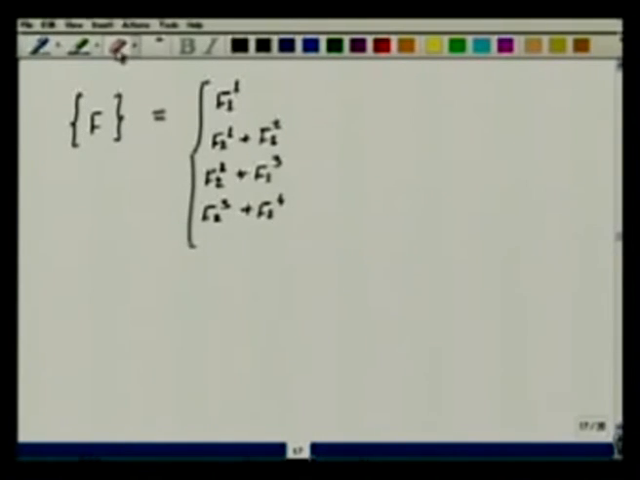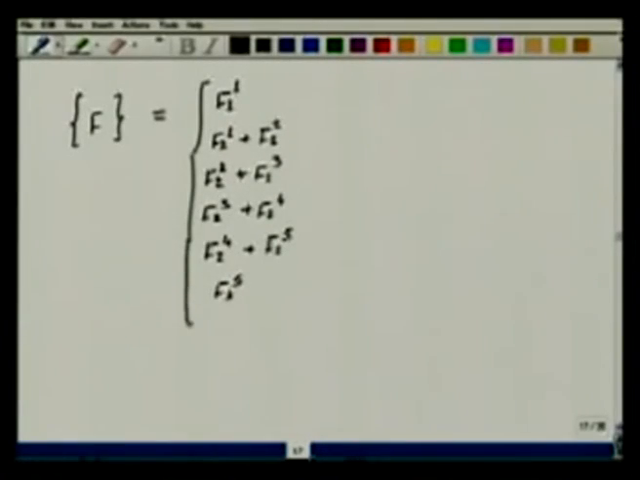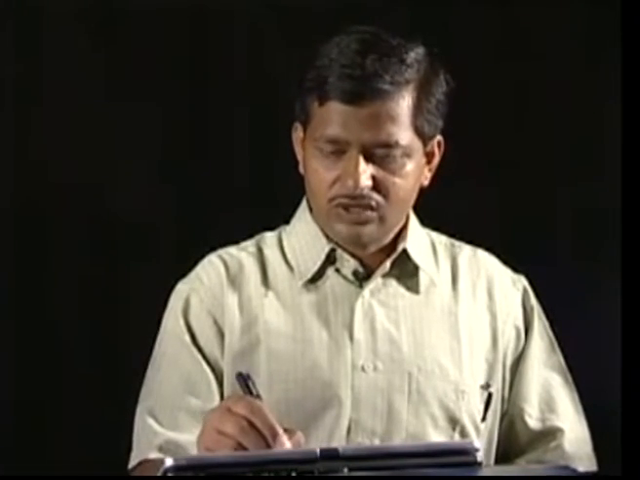So let me erase this part. I will go here. Then F2 of element 4 plus F1 of element 5, and then I'll get F1 of element 5. So this is my global assembly of the load vector, and we have already done the computations at the element level, so it's very easy to do it here.